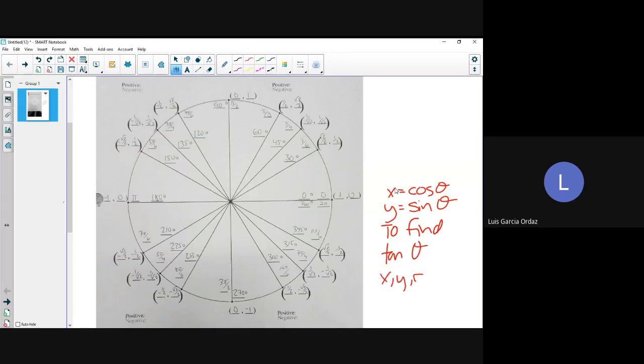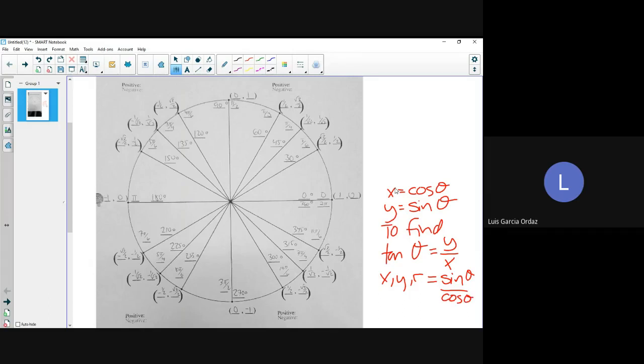Sine over cosine? Yep, so x over y. So it would be cosine over sine, okay? No, opposite over adjacent, y over x. So Jose is right, everyone. I was wrong. Tan theta is just equal to sine over cosine, okay?